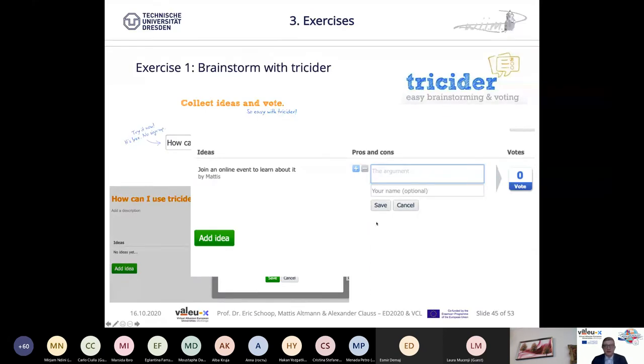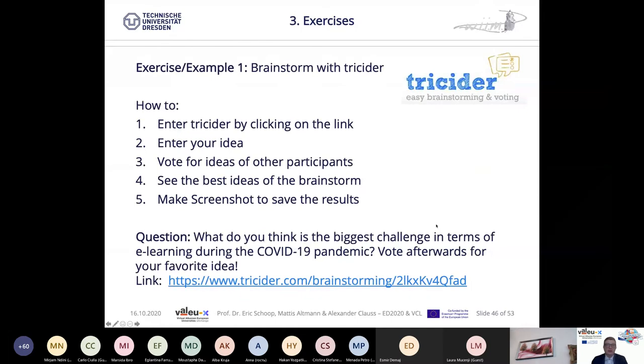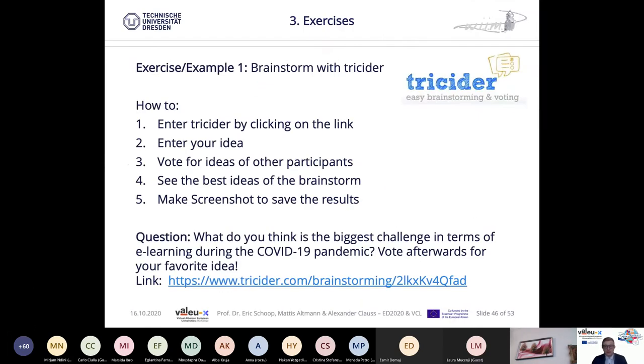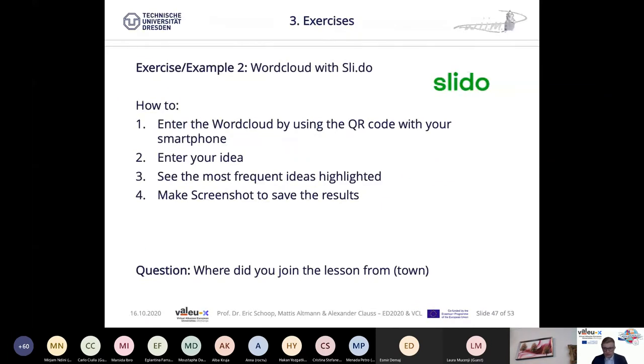So we were here at Tricider, and now we already had these examples. So we had a brainstorm, just to conclude, with Tricider, brainstormed, voted for the best ideas, and had our outcome. But I forgot one thing, sorry for that. Let's make a screenshot of the outcome to save it for the next students. And to show you, I will just post this screenshot into our chat here, if it lets me. No, it won't. 1 second. Okay. And then we will continue with the next exercise.